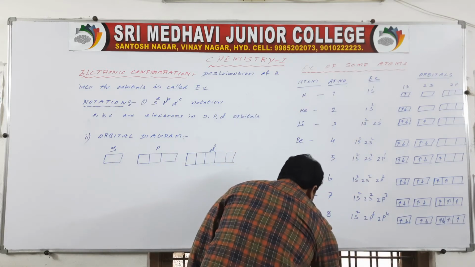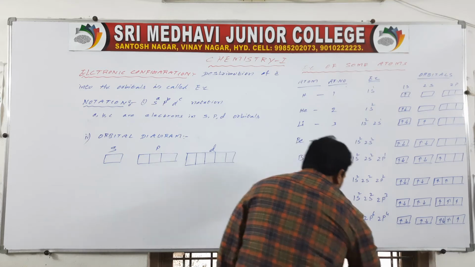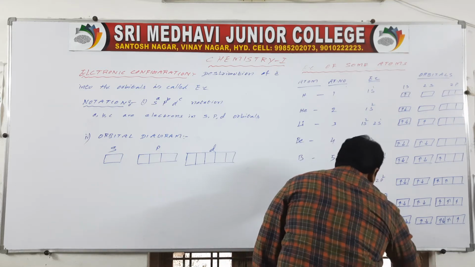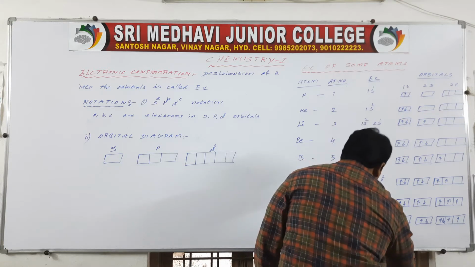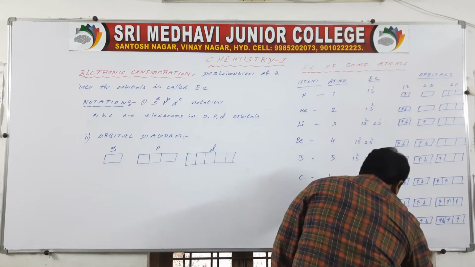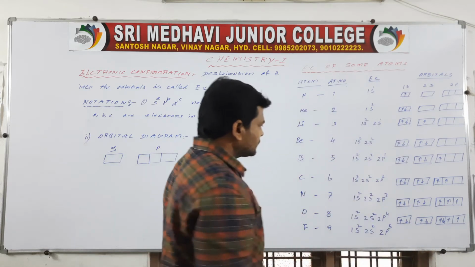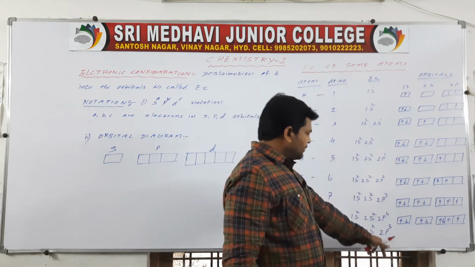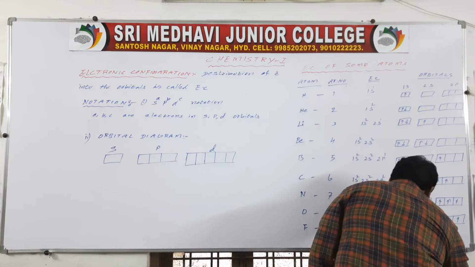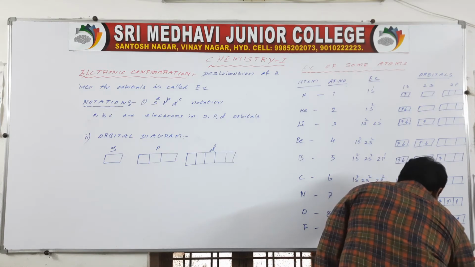After oxygen, fluorine 9, 1s2, 2s2, 2p5. So here it increases: 1, 2, 3, 4, 5.